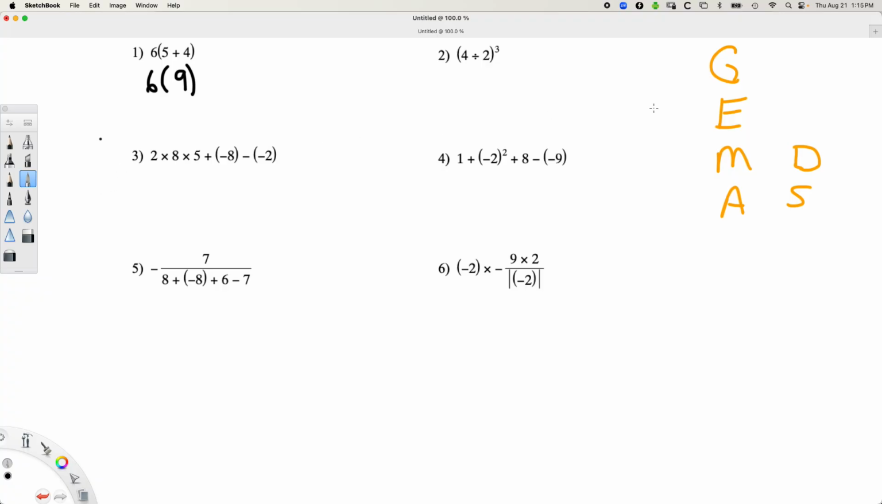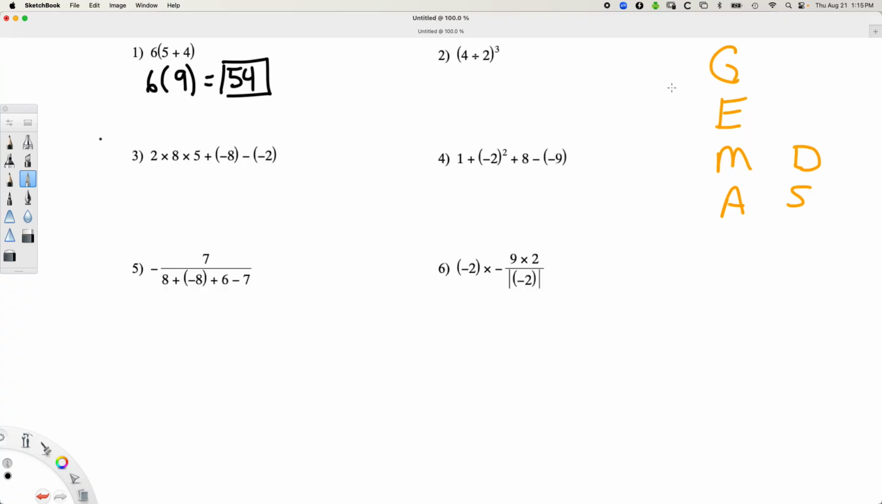Okay, now, do I have any more grouping? No. Do I have any exponents? No. Do I have any multiplication and division? Yes, I do, because in algebra, if I have two numbers that are just next to each other or with the parentheses around them, then I multiply them. So 6 times 9 is 54. And there's my final answer, using my GEMDAS, using my order of operations.